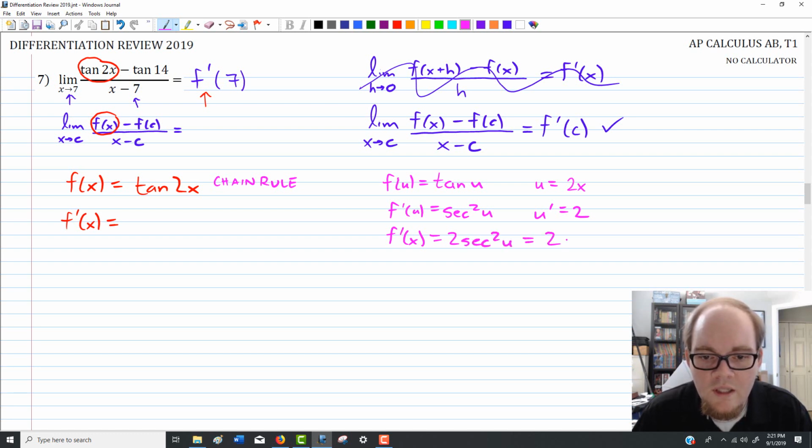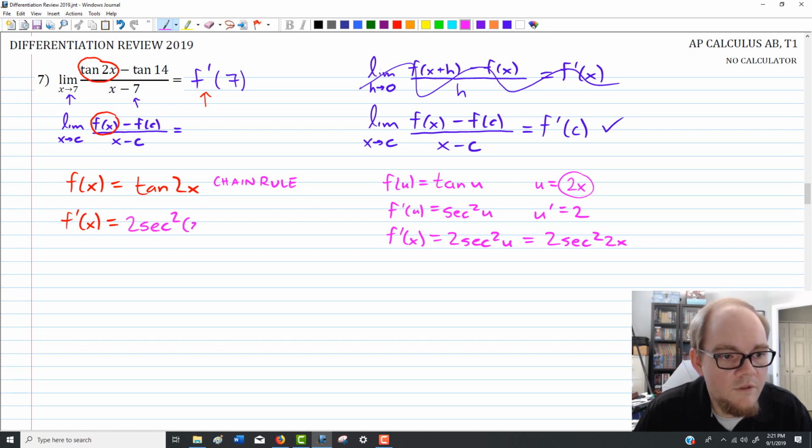But recall, we said at the very beginning of our setup here that u was equal to 2x. So this will actually be 2 secant squared of 2x, and even over here we'll have 2 secant squared of 2x. So that is our approach to getting the literal derivative f prime of x, like figuring out what function's being differentiated in this guy and then differentiating it.